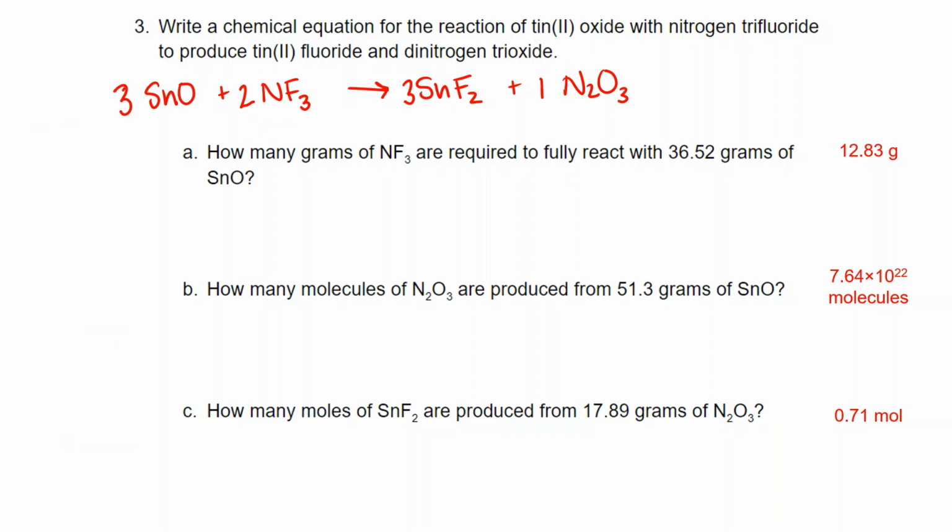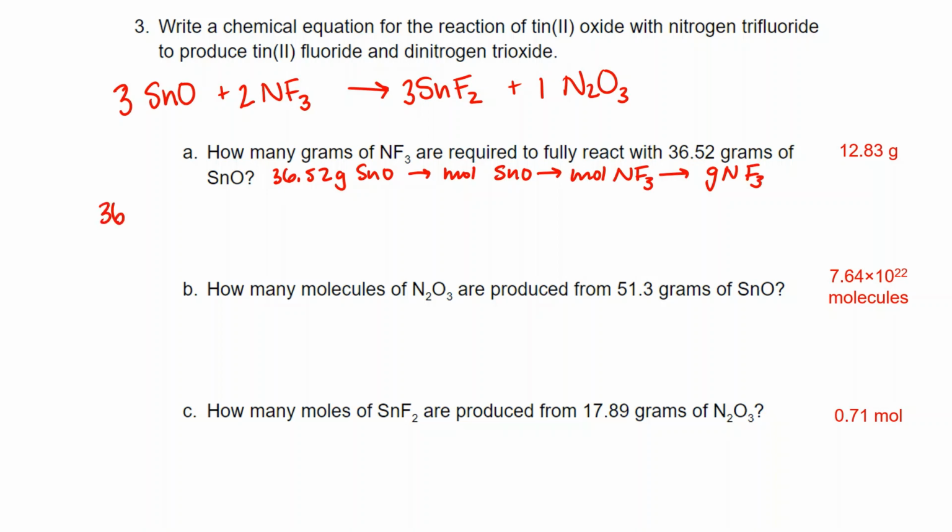So our plan for this: we're going to start with that 36.52 grams of SnO. We have to convert that into moles. Then we can convert that into moles of NF3. And then we can convert that into grams of NF3. So that's our plan here.